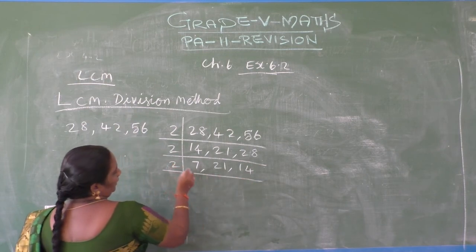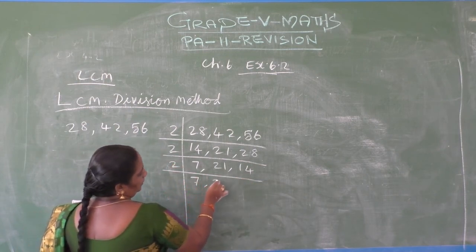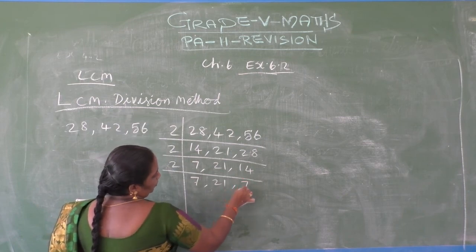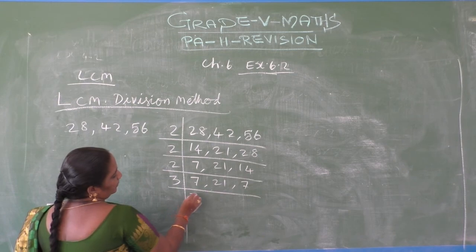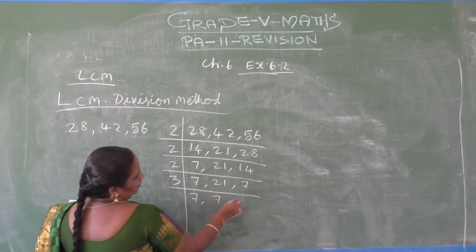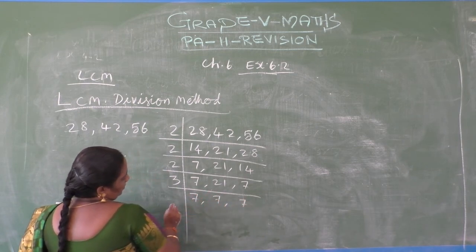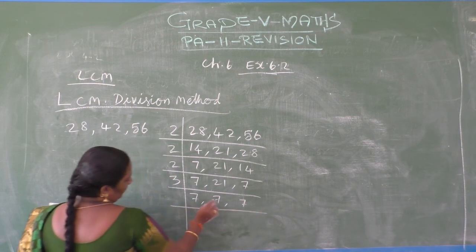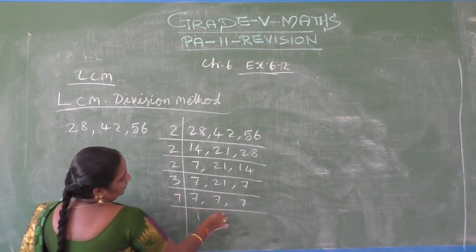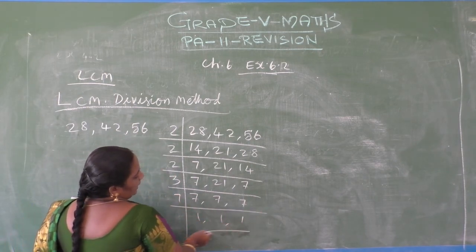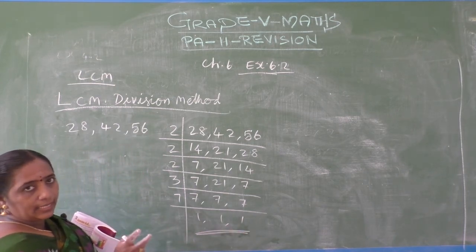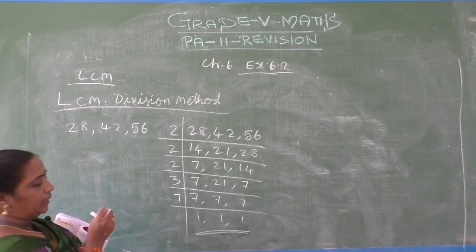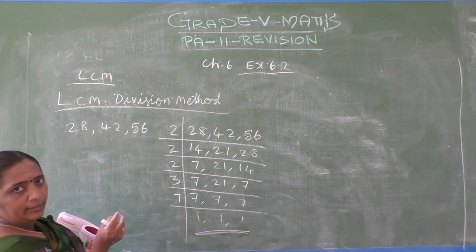Again I am doing the 2 table. 7 is a prime number, 21, 7 2s are 14. Then now I am going to divide by the 3 table. 7 3s are 21, 7. So now I will take the 7 table. 1 7 is 7, 1 7 is 7, 1 7 is 7. For LCM you have to divide up to 1. Okay, you have to keep that as a keyword.